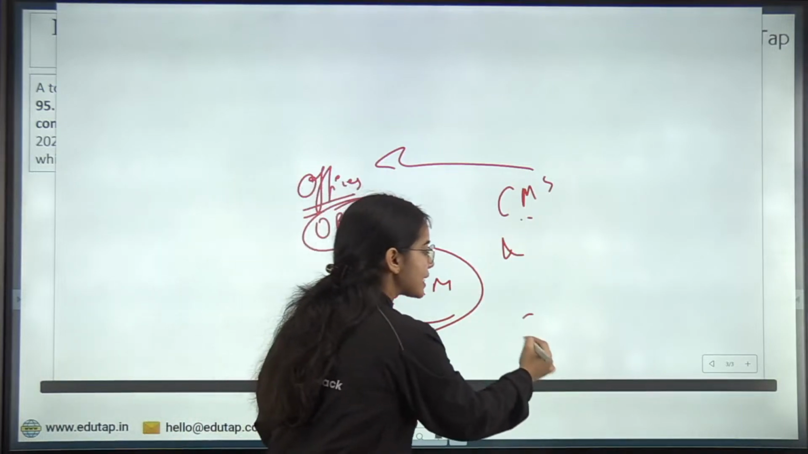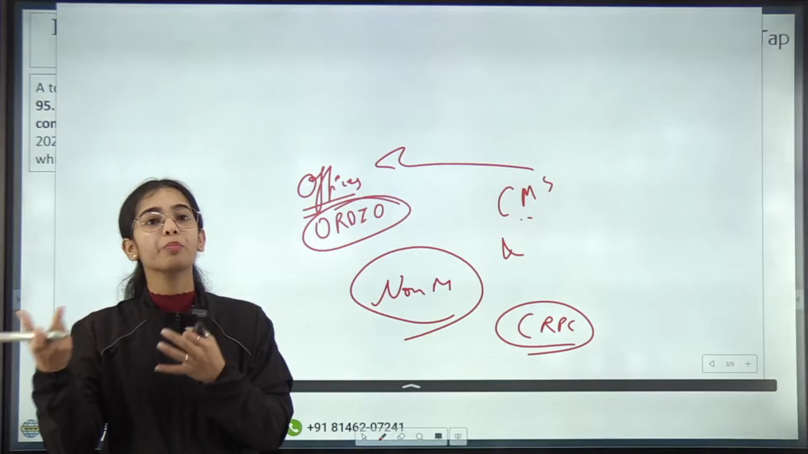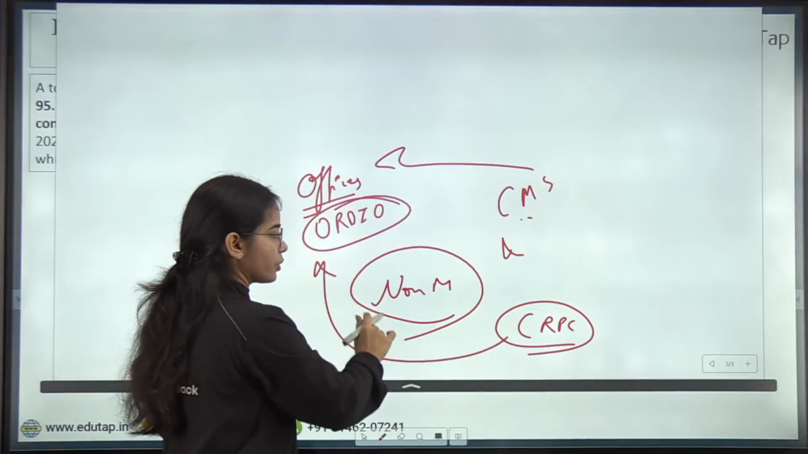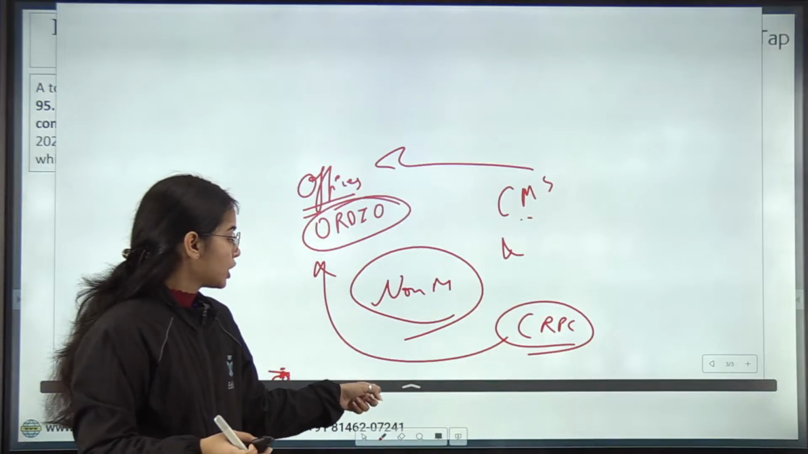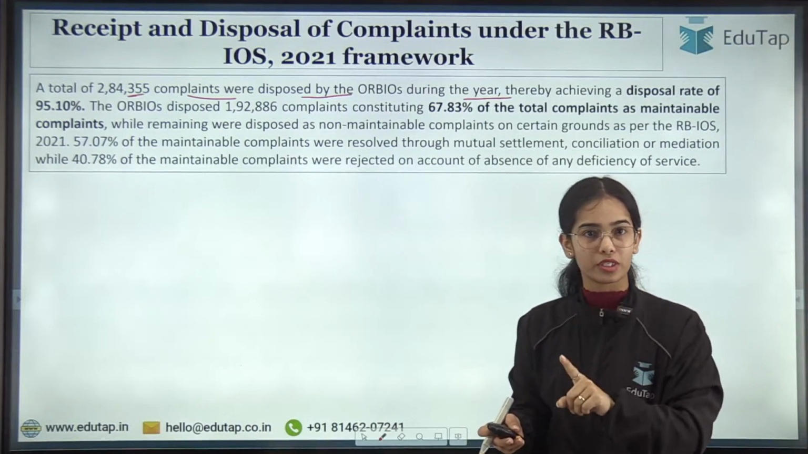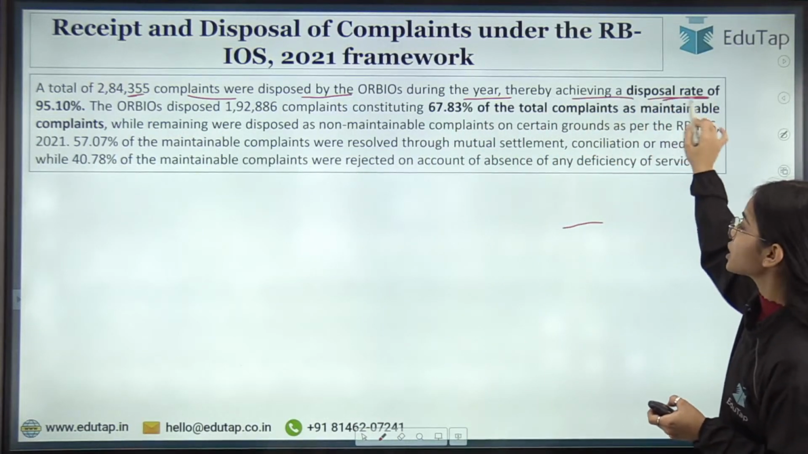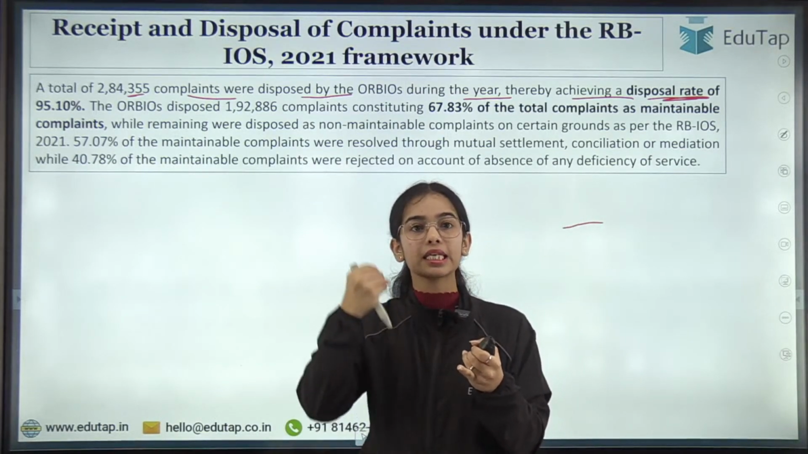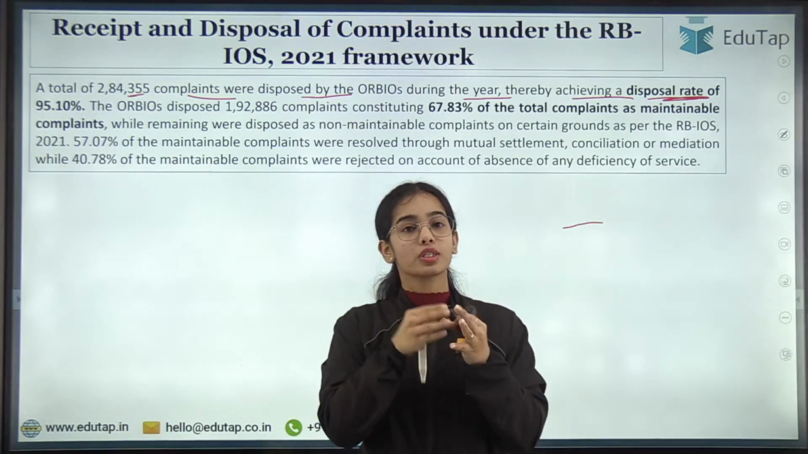As well as there can be some mistakes from the CRPC. Maybe the CRPC has done the initial scrutiny, but a few complaints that were actually non-maintainable were left out and sent to the offices. Because the CRPC did the initial scrutiny, but some mistakes can happen. So, in totality, 2,84,000 complaints went to the offices and were disposed of during the year, achieving a disposal rate of 95.10%. So, the percentages are very important. The increase in the complaints is by how much percent, as well as the disposal rate is how much percent. These percentages are important.